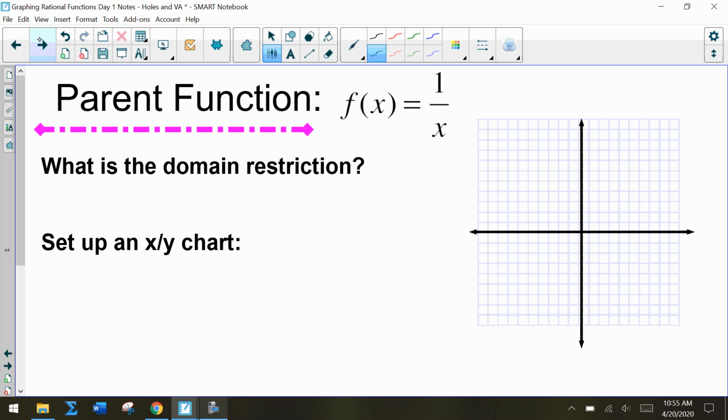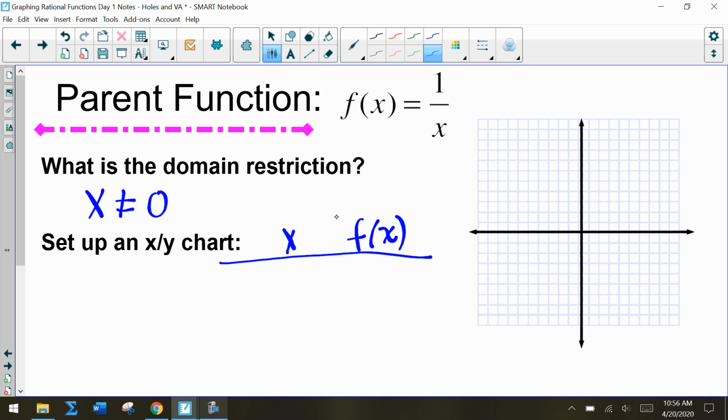Okay, so let's look at the parent function for a rational. We're going to begin by graphing f of x equals 1 over x. If I'm asking you what the domain restriction is, I'm asking you what can x not equal? X cannot equal 0, because if we had 0 in that denominator, it would be considered undefined. So we're going to create a t-chart and choose some points. If x is 0, we know that's undefined.